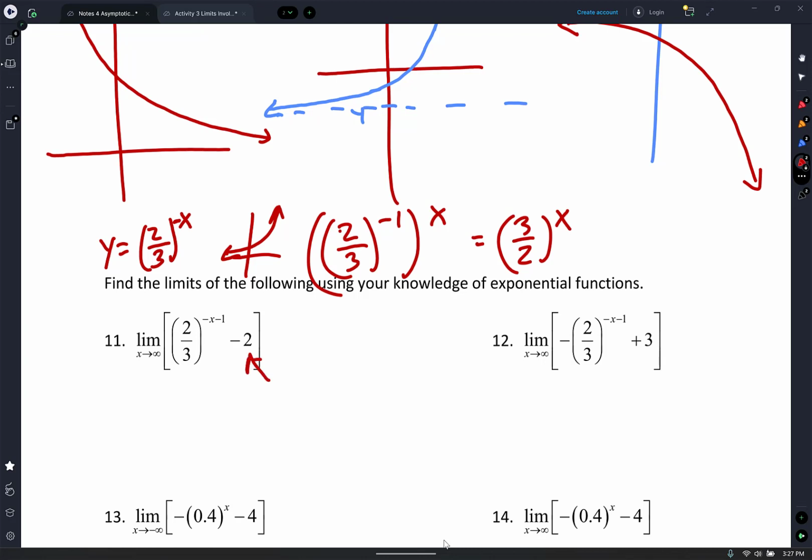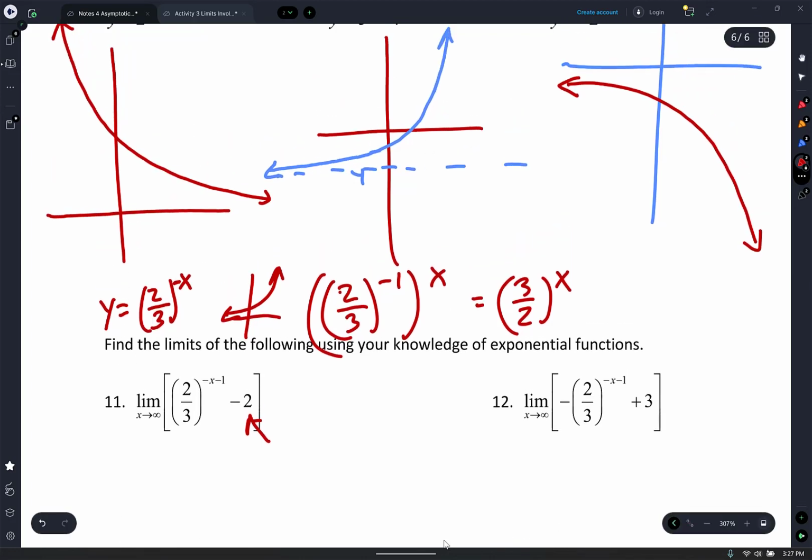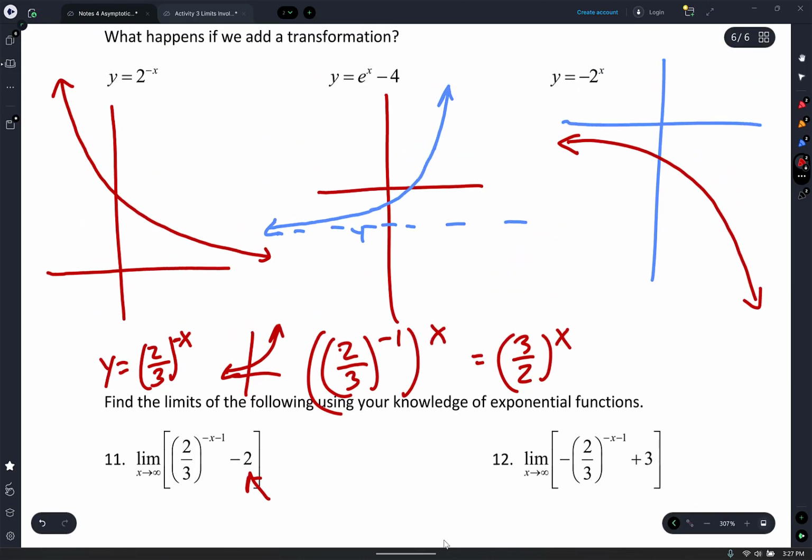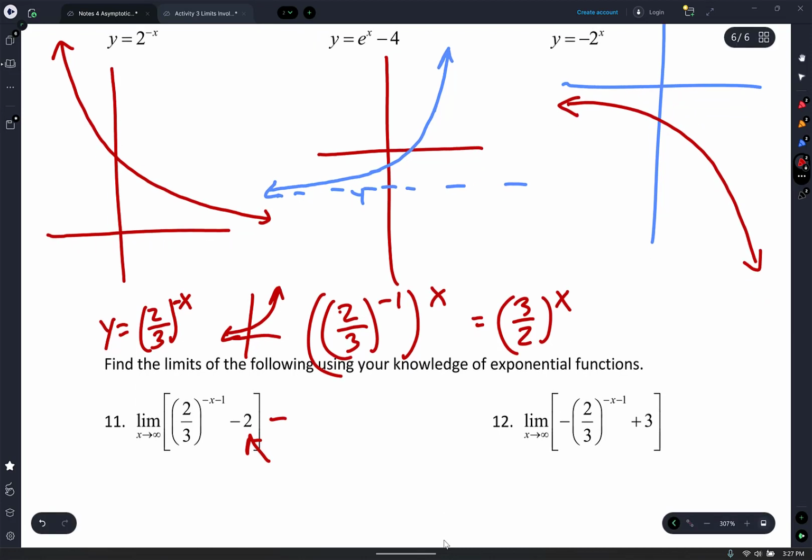So then what does that minus 2 do? Just vertical shift down 2. So what do we say this one looks like? This one looks like the one in sky blue. So if I approach positive infinity, this one's going to be what? Is it going to be -2 or is it going to be positive infinity? Positive infinity.